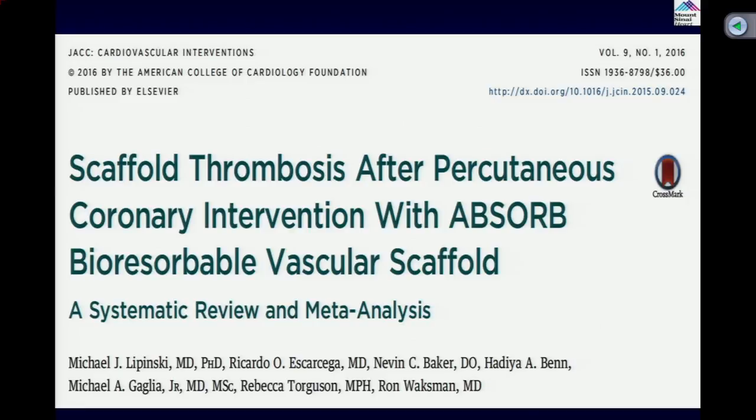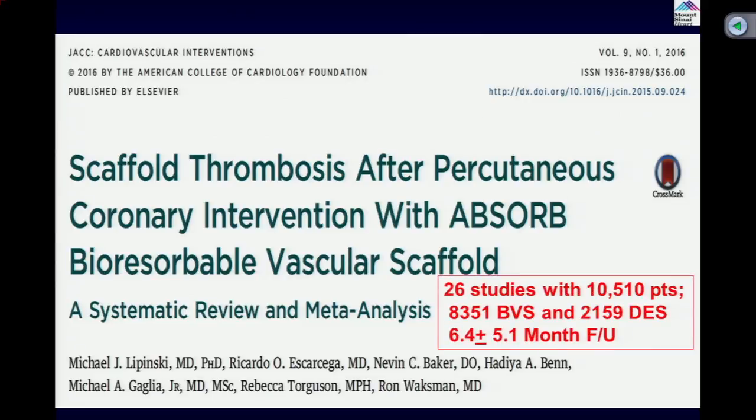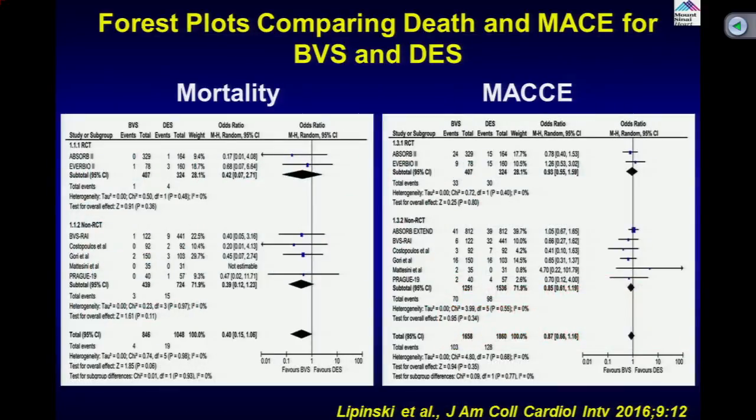Waxman group, scaffold thrombosis after percutaneous intervention with bioresorbable vascular scaffold. They took 26 studies with 10,000 plus patients, 8351 BVS, 2159 DES, with a 6 plus or minus 5 months follow-up. So average was about 8 to 9 months follow-up in these cases, and basically came up with various individual forest plots of the MACE and other events.